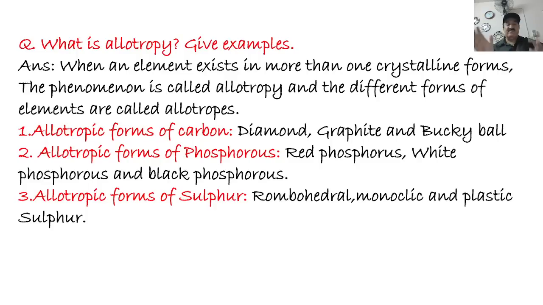Number two, allotropic forms of phosphorus. The allotropic forms of phosphorus include red phosphorus, white phosphorus, and black phosphorus. Number three, allotropic forms of sulfur. The allotropic forms of sulfur include rhombic, monoclinic, and plastic sulfur. This is an important question. It is a short question in the chemistry paper.